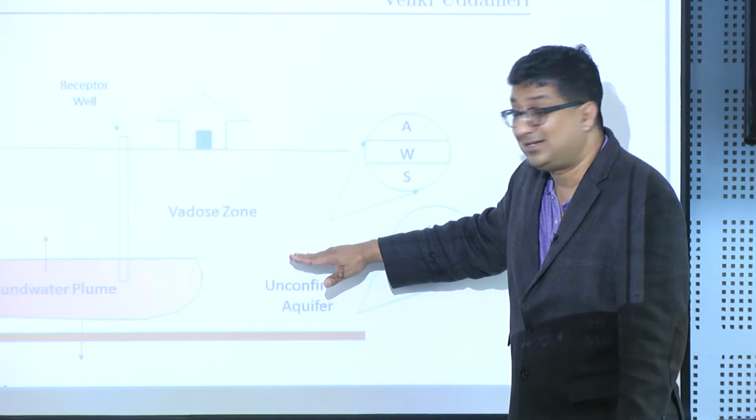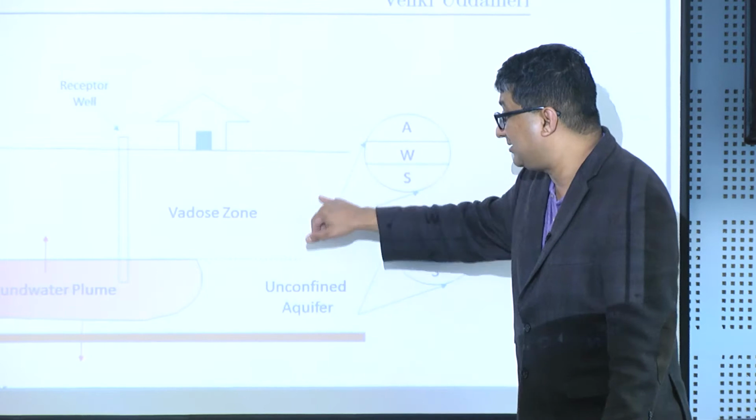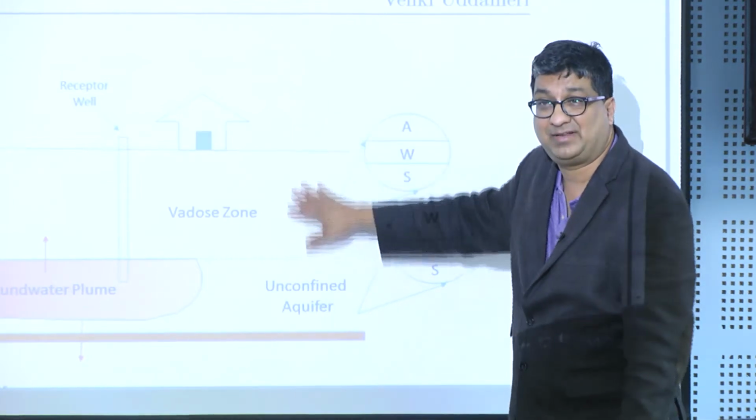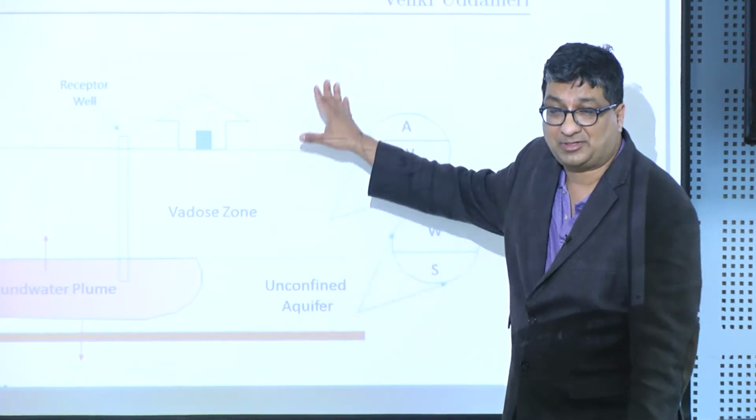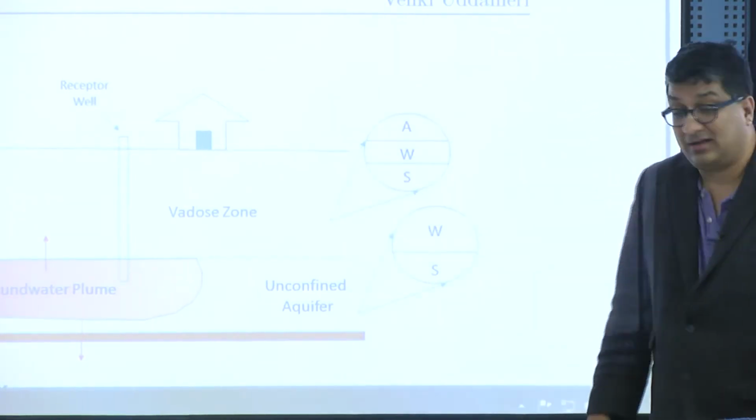The reason it's at atmospheric pressure is because there is air in that vadose zone, and you can actually connect that airway back to the atmosphere. So if that air is static, that means that the pressure is atmospheric. Okay? So that's how we define an unconfined aquifer.